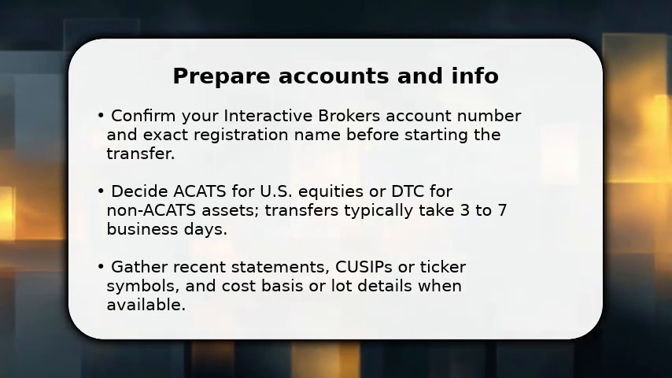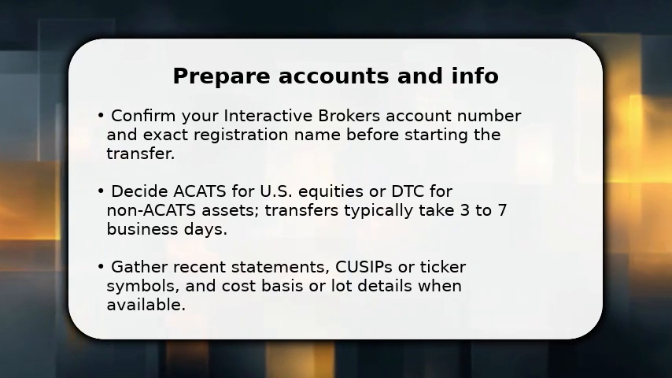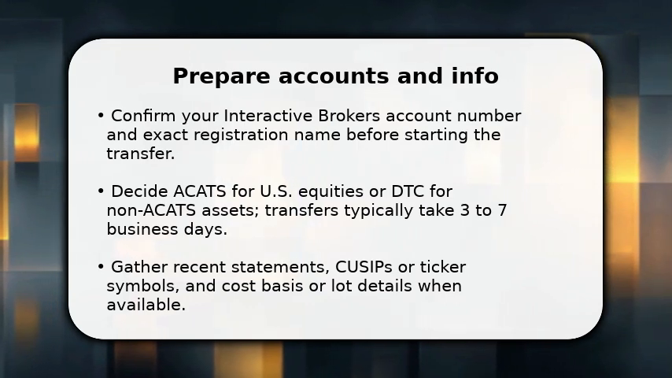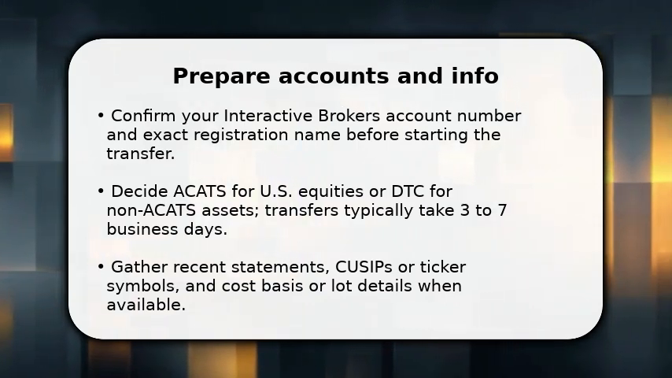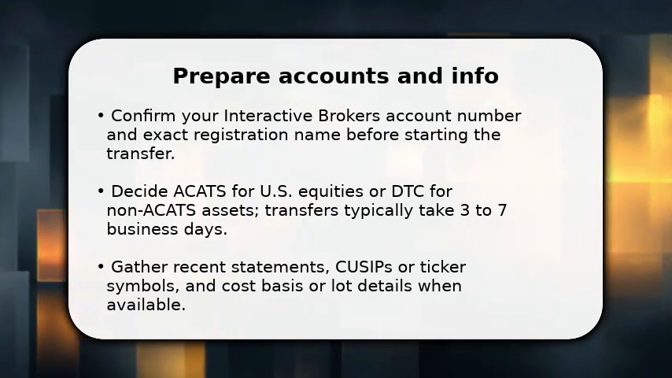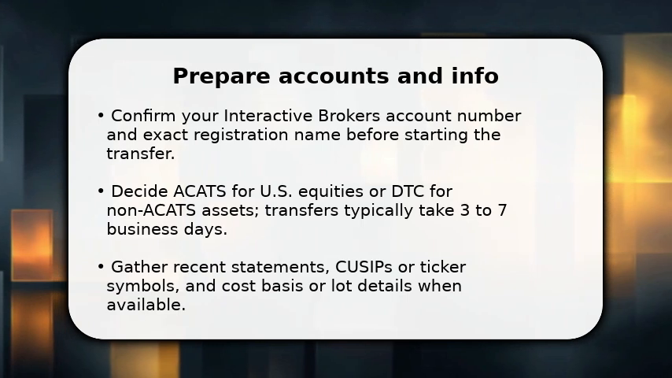Start by confirming your Interactive Brokers account number and the exact registration name on both accounts. Mismatches cause delays. Decide whether to use ACATS for U.S. equities or DTC for non-ACATS securities, because an ACATS usually completes in 3 to 7 business days.